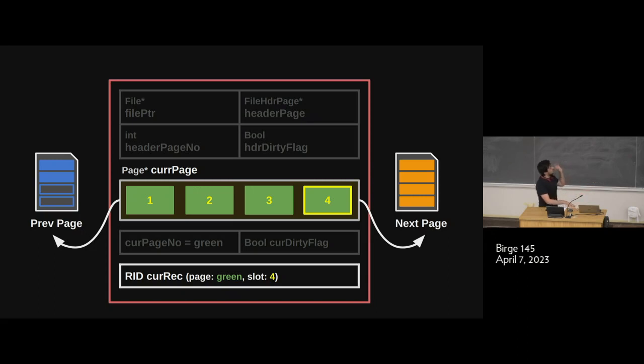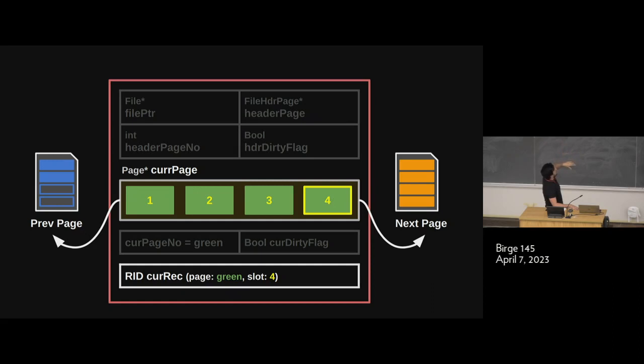So I've exhausted all the records in the current page. I could not find what I'm looking for. Where do I go from here? What should I test next? Yes, I go to the next page, right? But when I do go to the next page, which of these fields in this class should I update?